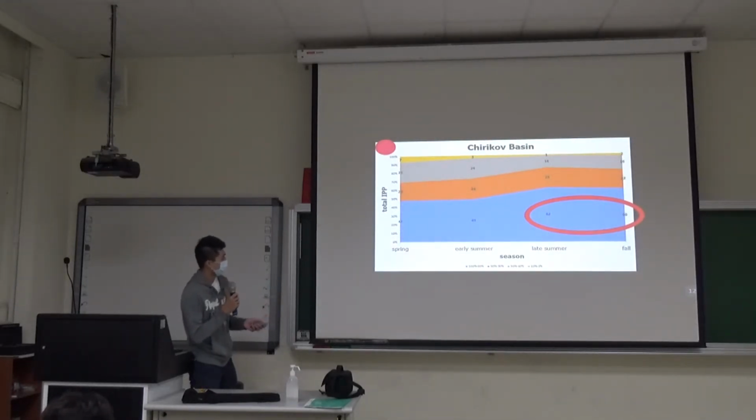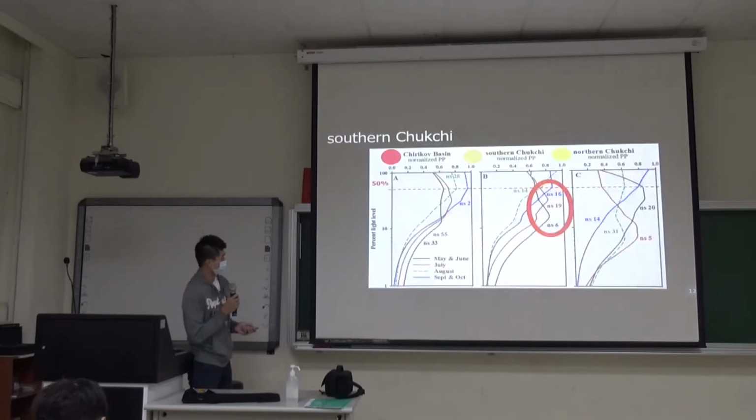In this plot, the x-axis is the season, and the y-axis is the IPP. And the different colors mean different light levels. The blue part means the light level is 100% to 50%. So over 50% of PP is located above the 50% light level in the late summer and fall.